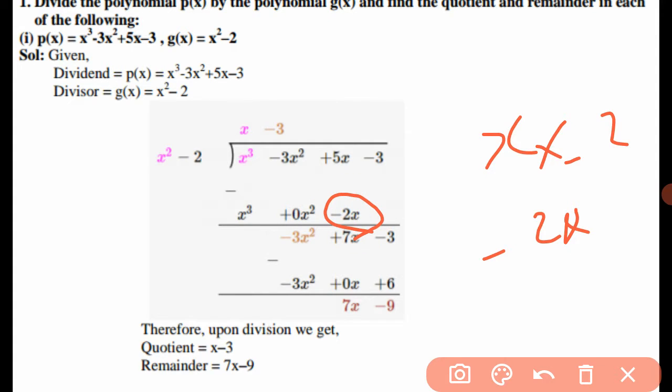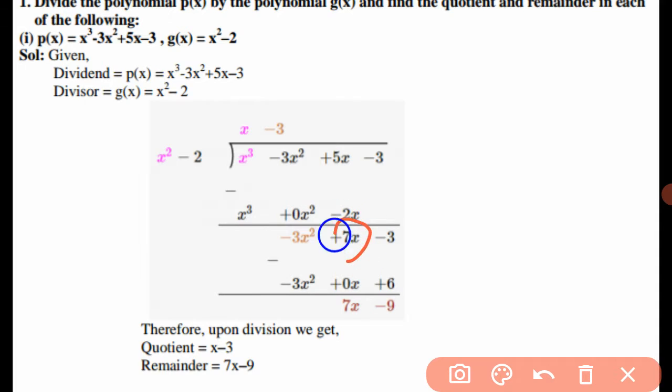So here plus 5x and minus (minus 2x), so here we will change the sign, so it will become plus. So 5 plus 2 will be 7, so 7x, and we will put minus 3, and by solving it, it will be minus 3x square. Now after this we have minus 3x square plus 7x minus 3.